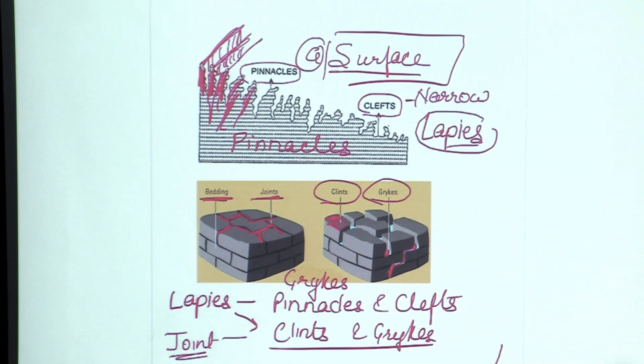A very common mistake we make: grikes are not similar to clefts. Clefts can be both narrow or broad. Grikes are normally broader, segregating more or less horizontal boxes, which is nothing but the joint-rich strata of limestone.